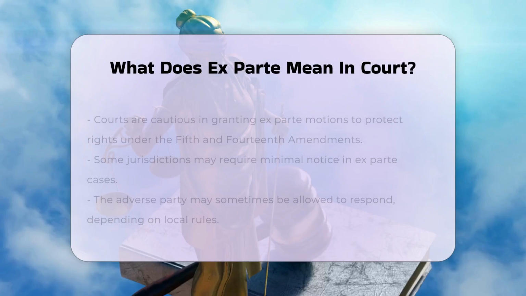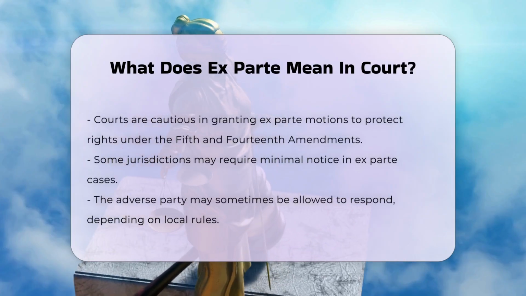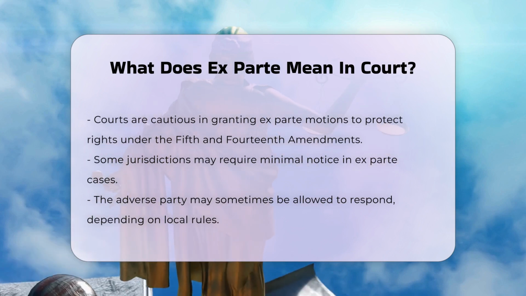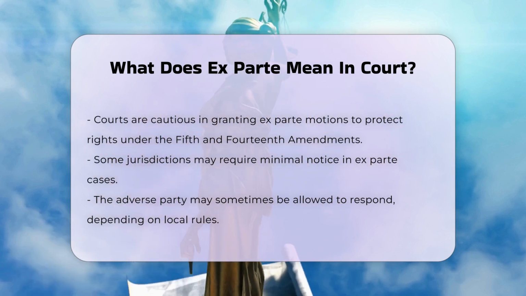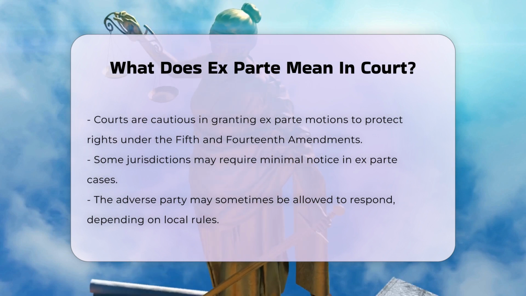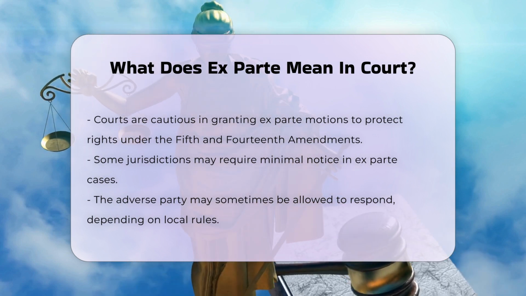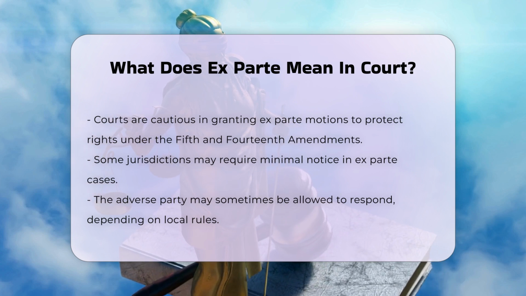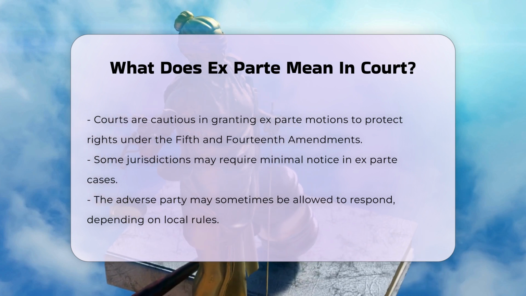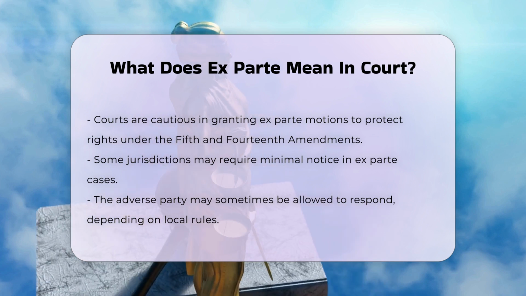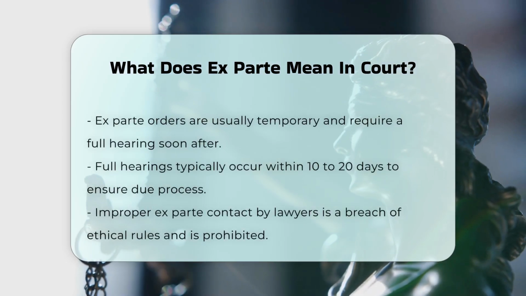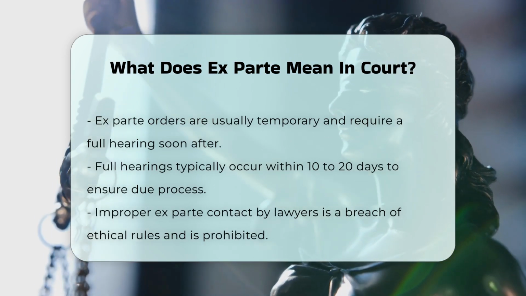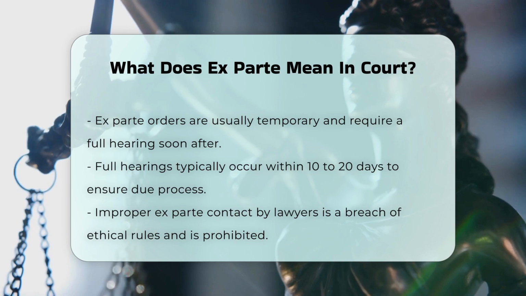Therefore, courts are hesitant to grant ex parte motions to avoid violating the excluded party's rights under the Fifth and Fourteenth Amendments. In some jurisdictions, even in ex parte proceedings, minimal notice may be required, and the adverse party may be given an opportunity to respond, although this can vary by state and specific court procedures. Ex parte orders are usually temporary and are subject to a full hearing with both parties present within a reasonable time frame, such as 10 to 20 days, to ensure that the other party's due process rights are respected.